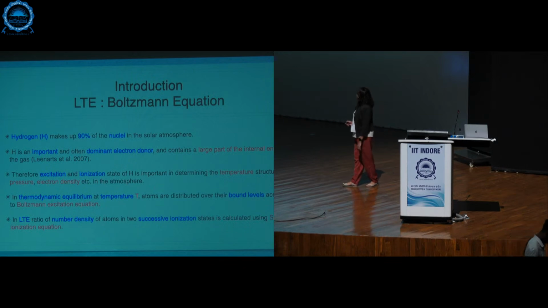And further, hydrogen is very important, making up to 90% of the nuclei, and it is important because it often is a dominant electron donor, and it contains a large part of the internal energy of the gas. Therefore, the excitation and ionization state of the hydrogen is also very important to understand.